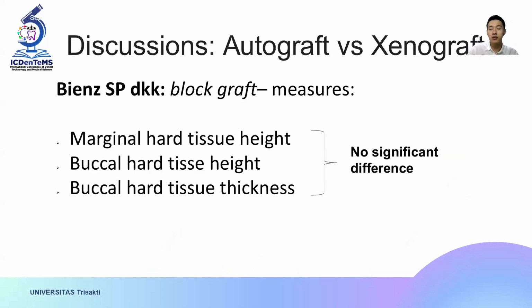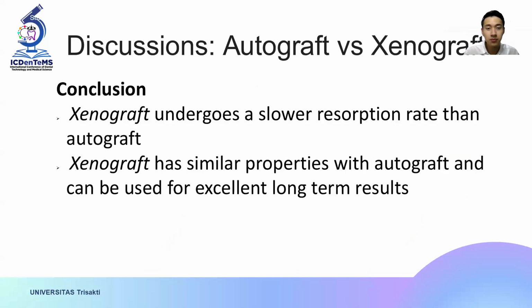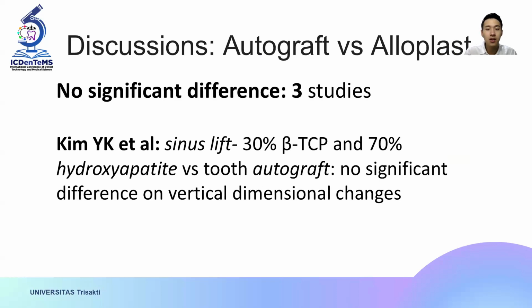And then for the third article for autograft and xenograft comparison, by Beans, SP et al., in block grafting procedures, they measured marginal hard tissue height, buccal hard tissue height, and also buccal hard tissue thickness, and found no significant difference on all 3 measurements. So the conclusion for autograft versus xenograft is that xenograft undergoes a slower resorption rate than autograft and has similar properties to autograft, and can be used for excellent long-term results.